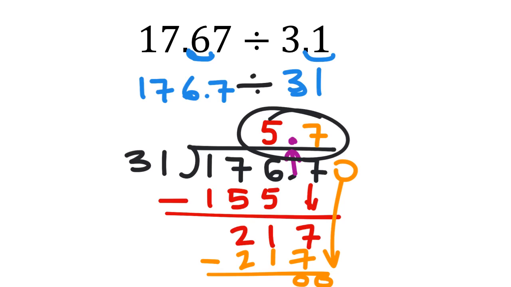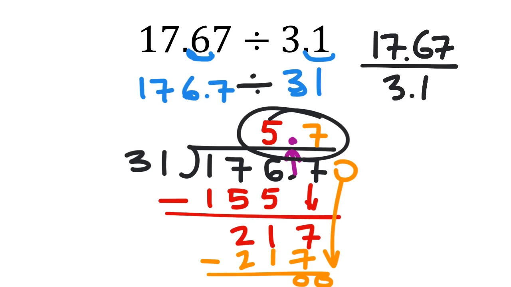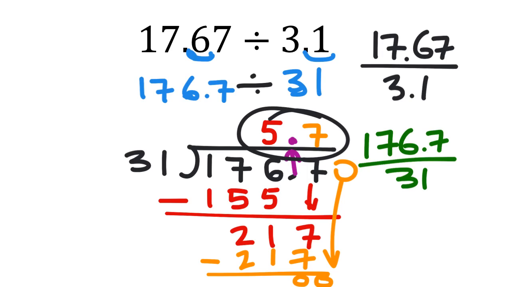So let's look at this as a fraction, right? I had 17.67 over 3.1 like this. What I've done is I've really created an equivalent fraction, which means the division is the same. I just made the fraction 176.7 over now 31. I haven't changed the value of the fraction. All I did was change how it looked.